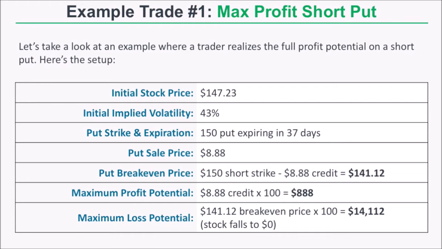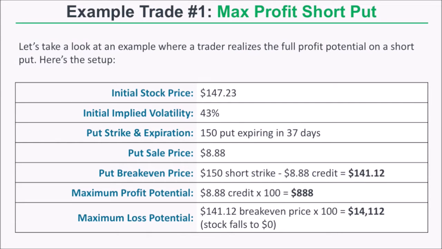The maximum profit potential is the credit times 100, which means the maximum profit potential is $888. The maximum loss potential is essentially the break-even price times 100. So in this case it'll be 141.12 times 100, which is $14,112. That maximum loss potential only occurs if the stock price falls to zero.